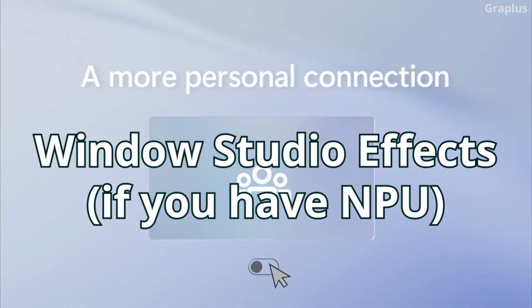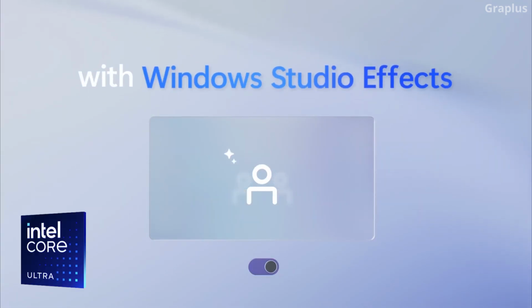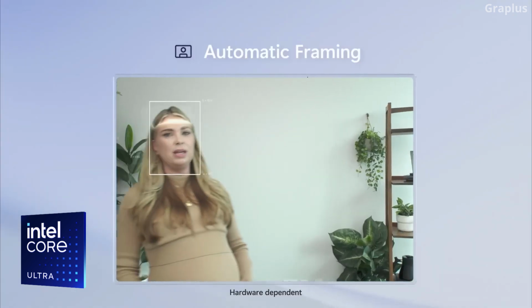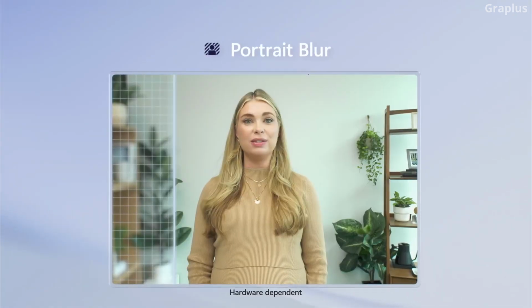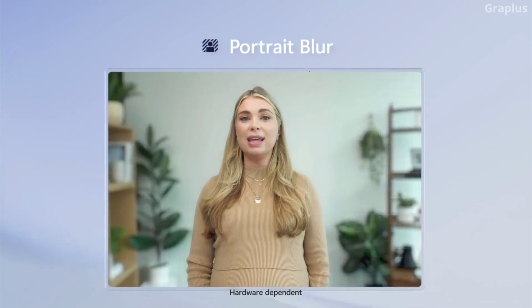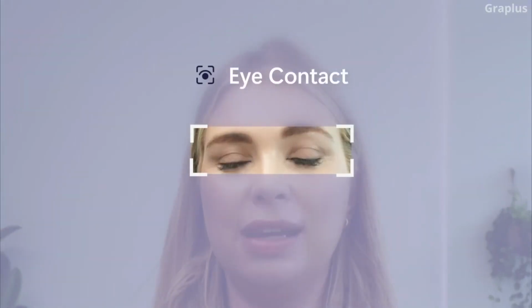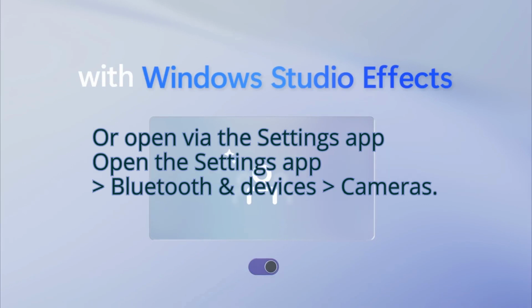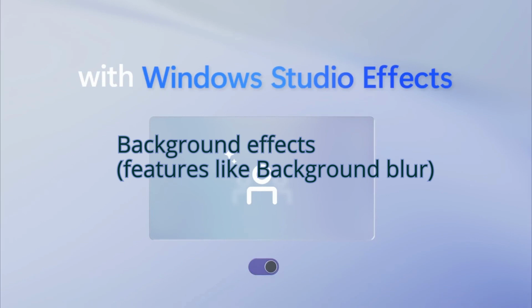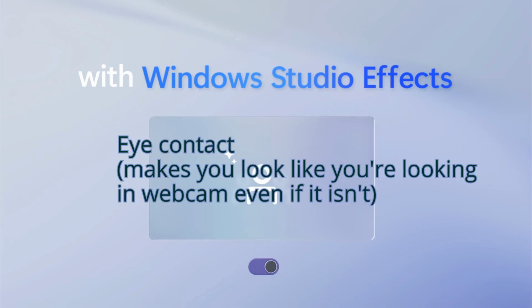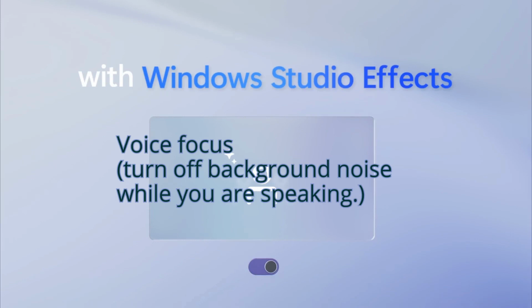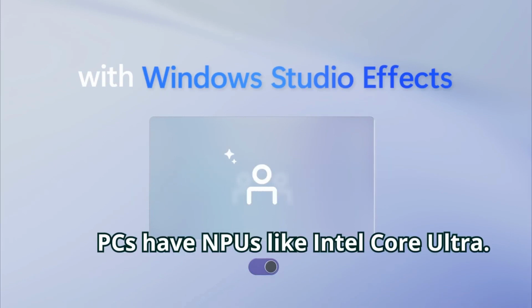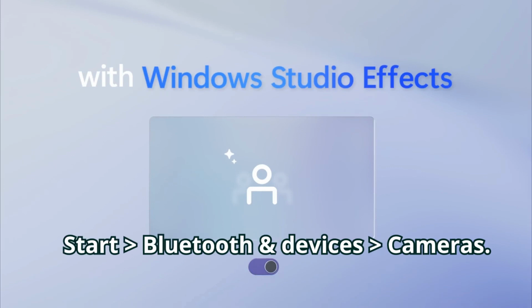Windows Studio Effects, if you have an NPU. While Intel, AMD, and Qualcomm are eagerly releasing Neural Processing Unit, NPU, chips, Windows hasn't fully utilized them yet. One thing Windows 11 can do with NPUs is use Windows Studio Effects. These features use your computer's local hardware to enhance your video and audio in calls and video. They include background effects like background blur, eye contact, making it look like you're looking at the webcam even when you're not, and voice focus, canceling surrounding noise when you speak. If you have a computer with an NPU, you can customize these by going to Start, Bluetooth and Devices, Camera, and selecting your camera device.